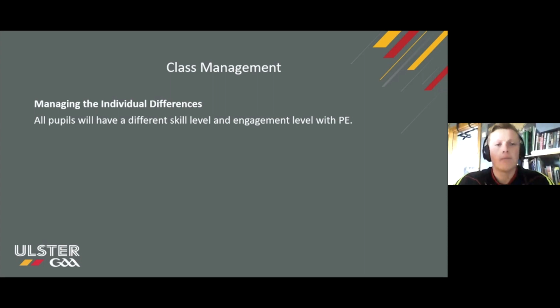Okay, so managing the individual differences in the class. All pupils will have a different skill level and engagement. So some kids will love to go to PE, others not so much, and when they're there, they might not be as well engaged. So we're going to look now at some of the different tricks that we would use to try and help and encourage more engagement throughout the PE lesson.